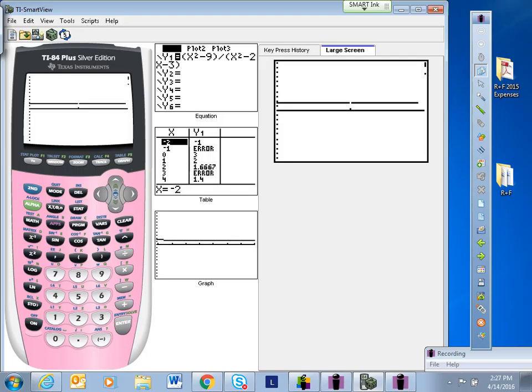Oh, there's a hole in the graph. Okay? So you can see it. Is it ever possible for you not to have a vertical asymptote? Yes. Have a horizontal? Yes. Is it possible? Yes.